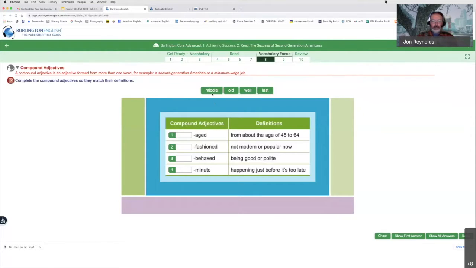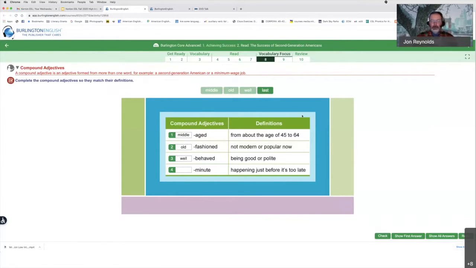Middle-aged? Middle-aged. All right, let's see. So we'll put that in there, okay? All right, what about the next one? I see hyphenated with the word fashion, and it says not modern or popular now. Old-fashioned? Okay. All right, we put it there. Okay, what about the next one? Behaved, being good or polite. Well-behaved? Maybe well-behaved? Yeah. Oh, Saba's on a roll here.